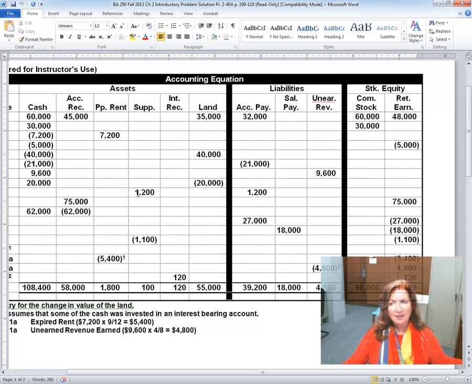So supplies that we purchased became a mixed balance. Some of it we used and some of it we hadn't. We had to segregate it. The amount we used goes to the expense. The amount that's left over stays as an asset to benefit the future.